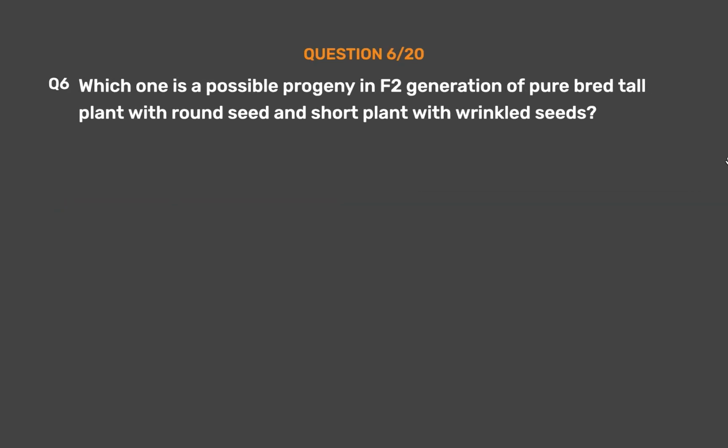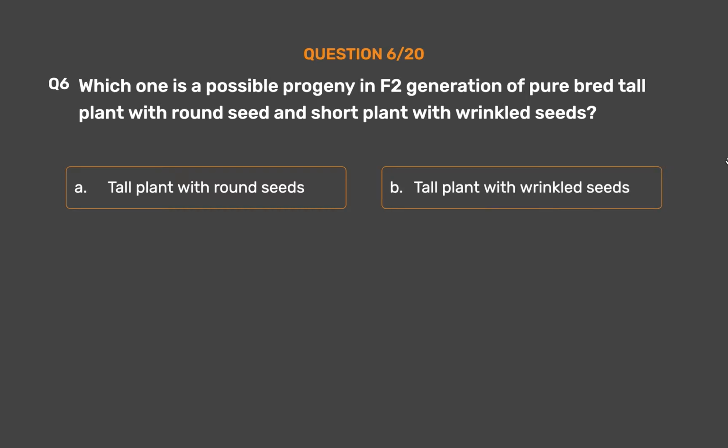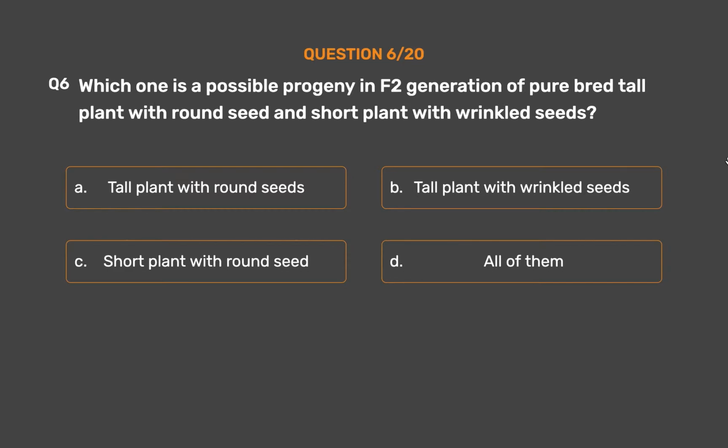Question number 6. Which one is a possible progeny in the F2 generation of a purebred tall plant with round seeds and a short plant with wrinkled seeds? Option A. Tall plant with round seeds. Option B. Tall plant with wrinkled seeds. Option C. Short plant with round seeds. Option D. All of them.